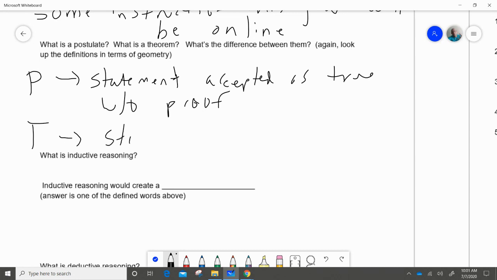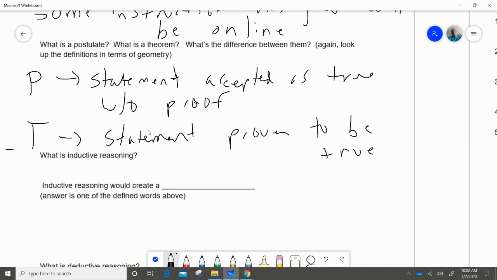It is a statement that is proven to be true. Okay, a theorem is a statement that is proven to be true using prior knowledge. Okay, and we'll do an example of that here in a minute.